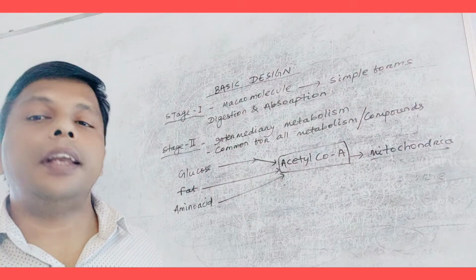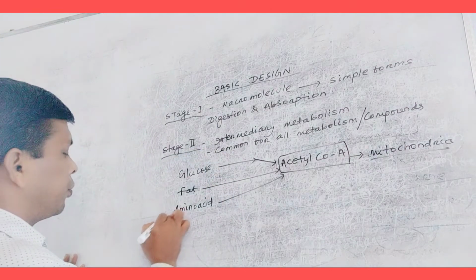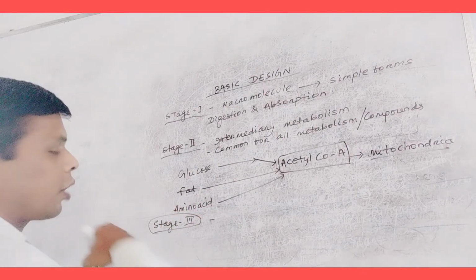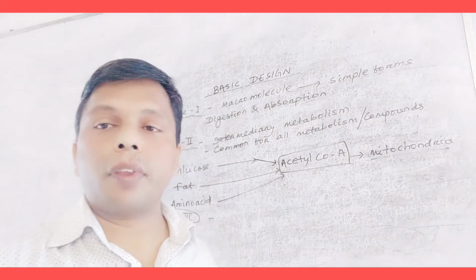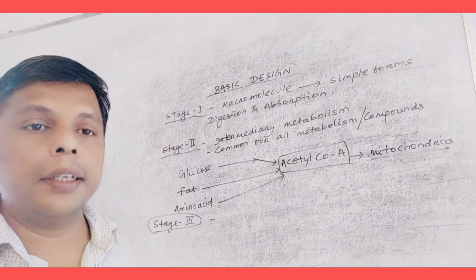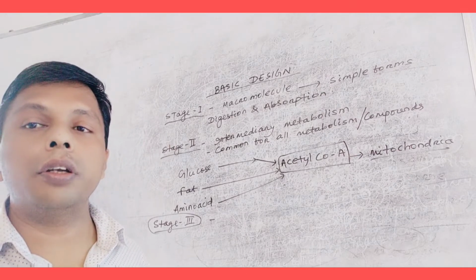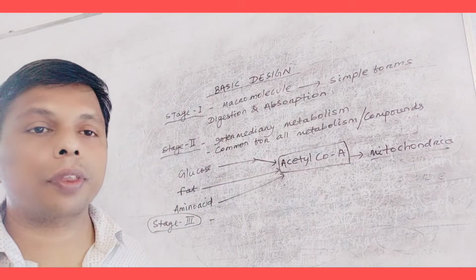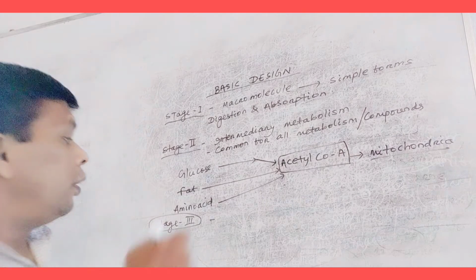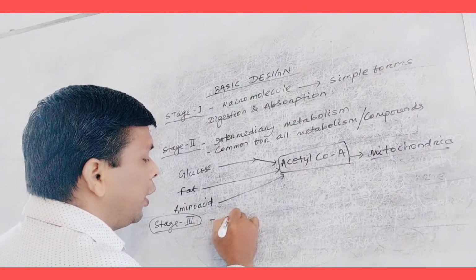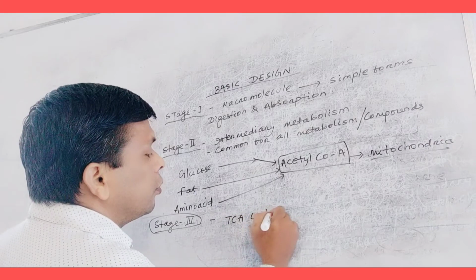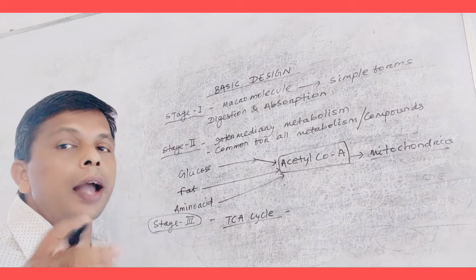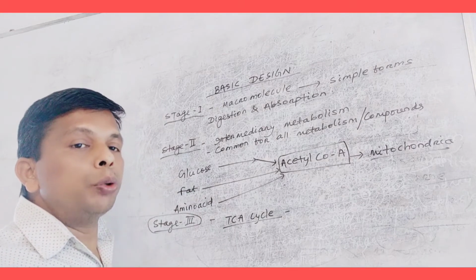Then what is stage 3? Stage 3. This stage 3 is a common oxidation that occurs through the Krebs cycle. How is it going on? During the Krebs cycle or TCA cycle, some reducing equivalents, high energetic compounds, are produced.